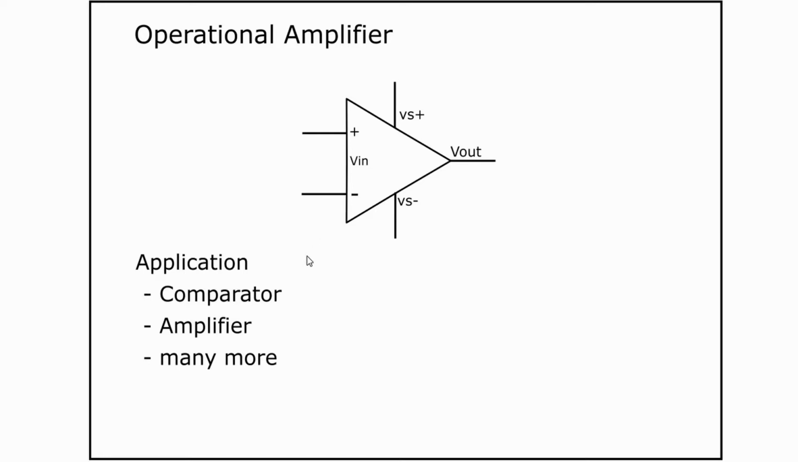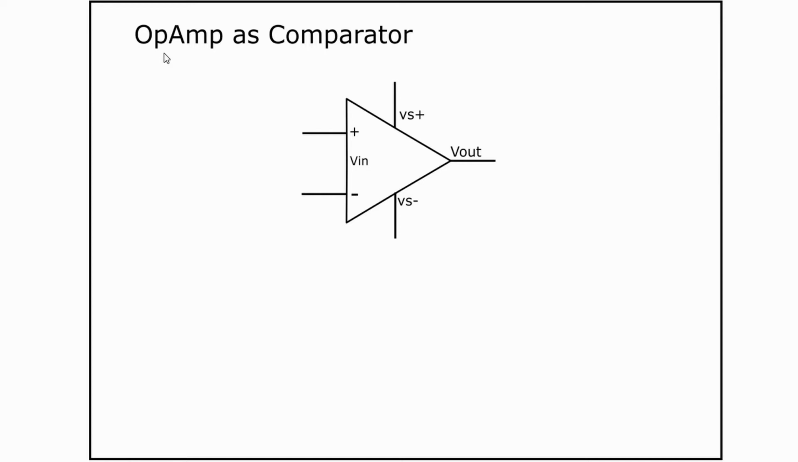So there are a lot of applications, as I told you. I'll get into comparators and amplifiers because these two are the most commonly used applications when you're starting off with new circuits or new circuit design. There are many more. I'll show you in the data sheets all the different applications that an op amp can be used for. Now let's have a look at how an op amp can be used as a comparator.